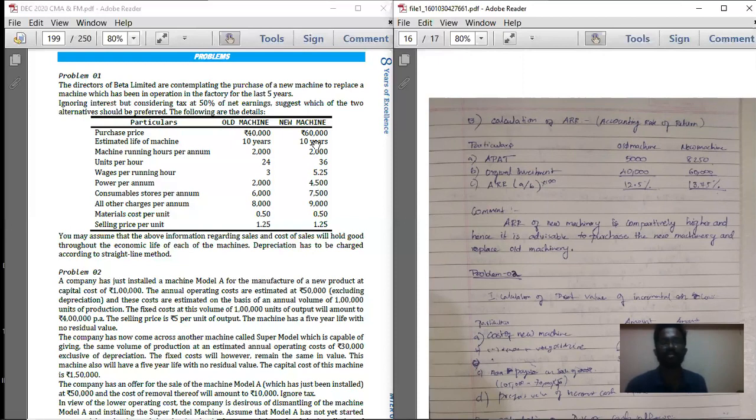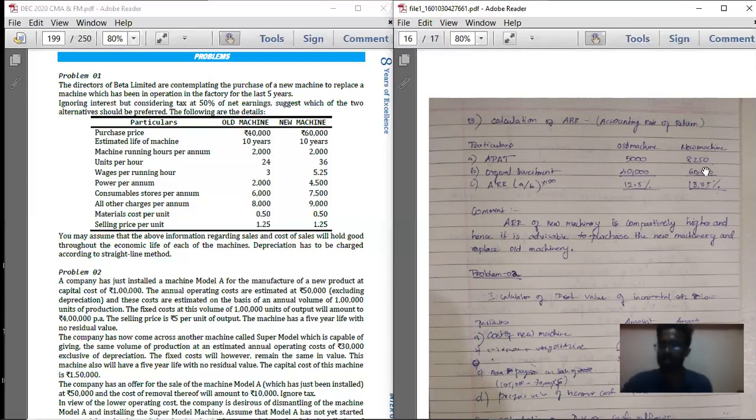Below that small c, ARR, that is accounting rate of return. Within bracket, A divided by B into 100. So calculate it: 5,000 divided by 40,000 into 100. You are getting 12.5%. So in respect of old machine record 12.5%.